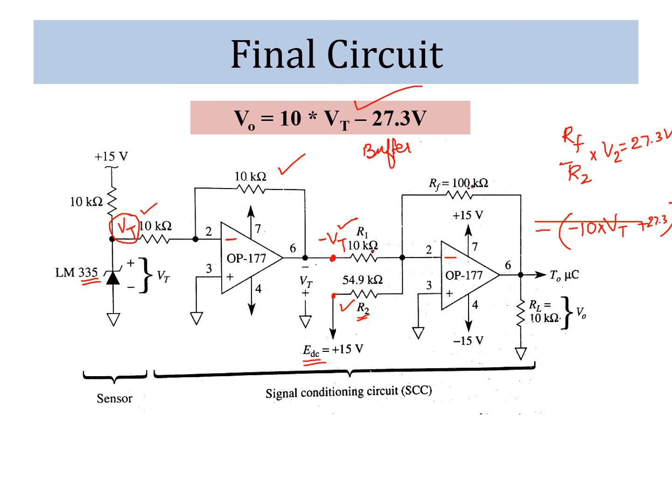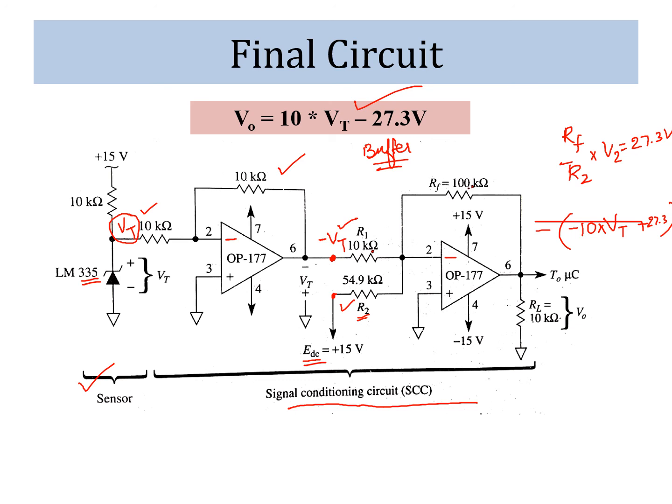So this is a complete sensor signal conditioning circuit where we can integrate the sensor. We can use one operational amplifier which serves two purposes. One is as a buffer amplifier or isolation amplifier with a gain of 1. The second advantage is that it inverts this voltage from positive to negative, so that when it is inverted again, it becomes positive. So we get V output equal to 10 times Vt minus 27.3 volts.